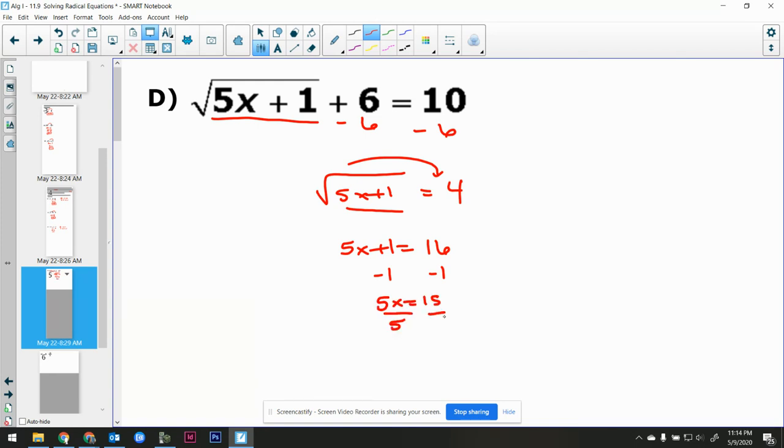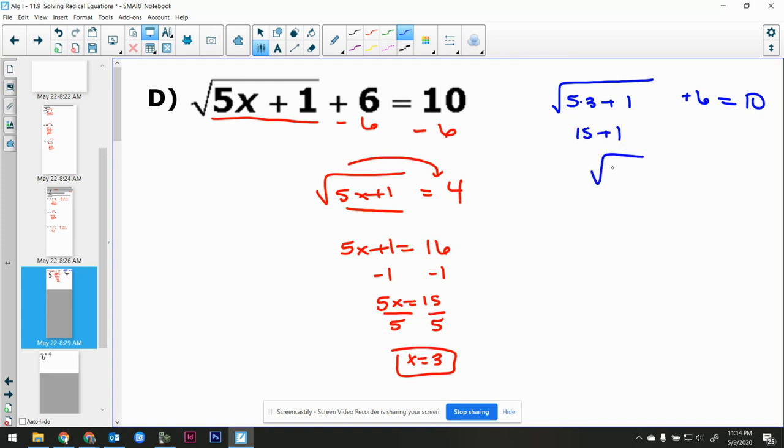And now I have this simple equation, 5x plus 1 equals 16. I divide by 5 to both sides. I get x is equal to 3. This would be a good idea to check our answer here. Square root of 5 times 3 plus 1, plus 6 on the outside. Is that 10? Well, this is 15 plus 1, so it's the square root of 16 plus 6. Is that 10? Yeah, square root of 16 is 4. So 4 plus 6 is 10. That does check out. Let's keep it rolling.